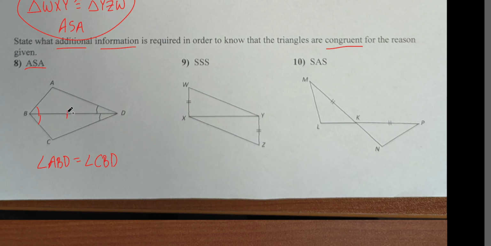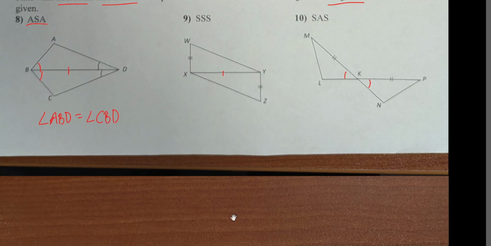This really isn't additional. They gave it to you. You can see it on the picture, correct? Same thing with this one, right? You know that that's equal to each other. What about this one? You know that these 2 angles right there are equal. So those 2 things aren't additional information. They're information that's already given in the picture, okay? You just got to find additional information. All right, let's keep going.